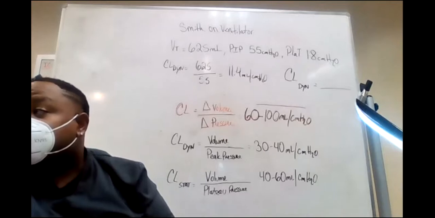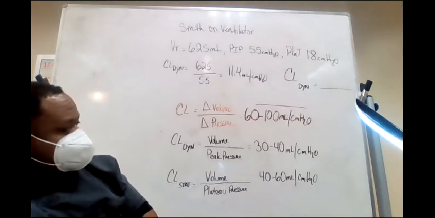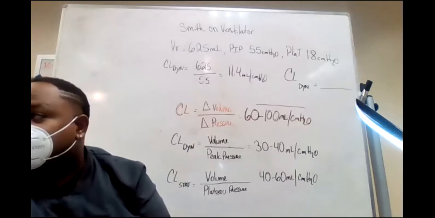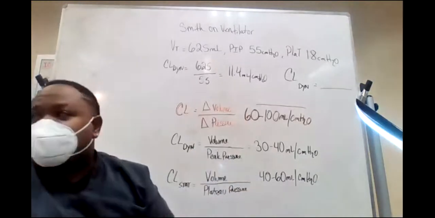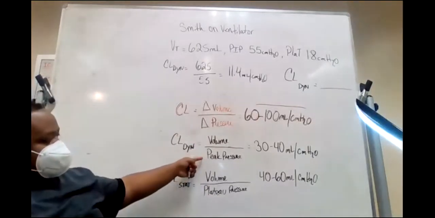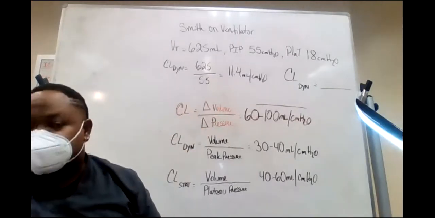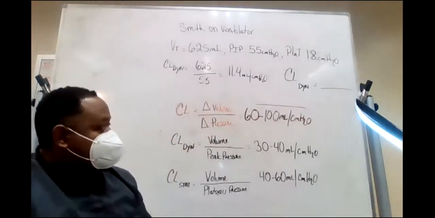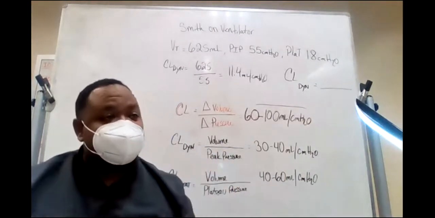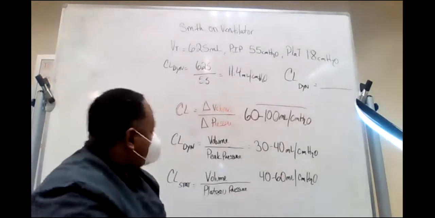What 18? That's not what you needed for that problem. You only pick out what you need for the problem. I asked you what the dynamic compliance is. Dynamic compliance is volume over peak pressure. 18 is his plateau pressure. So you don't need that. Okay, you're going to have a lot of problems that have a lot of information. You just need to pick out what the person's asking for. Okay. All right. Now, what about this one?